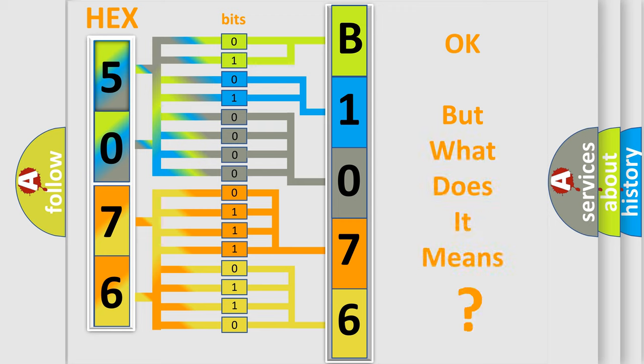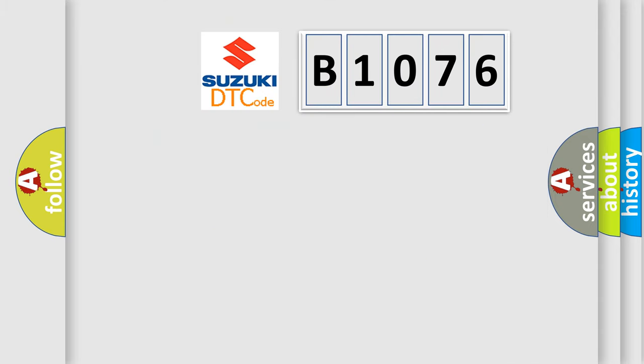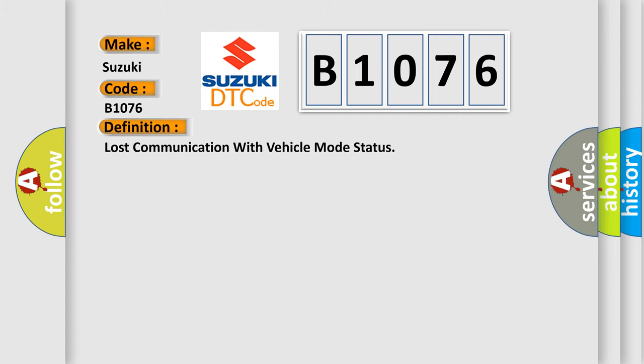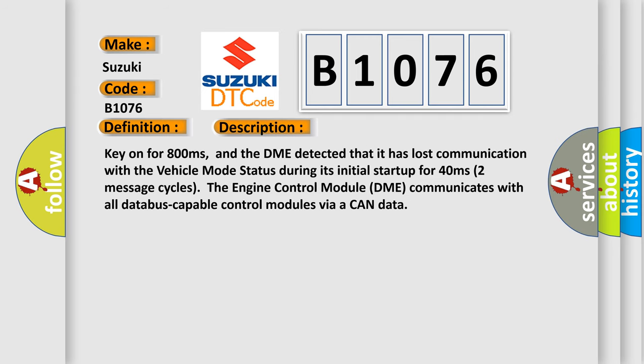The number itself does not make sense to us if we cannot assign information about what it actually expresses. So, what does the Diagnostic Trouble Code B1076 specifically mean for Suzuki car manufacturers? The basic definition is lost communication with vehicle mode status. And now this is a short description of this DTC code.